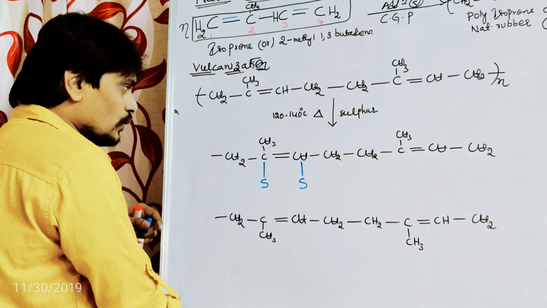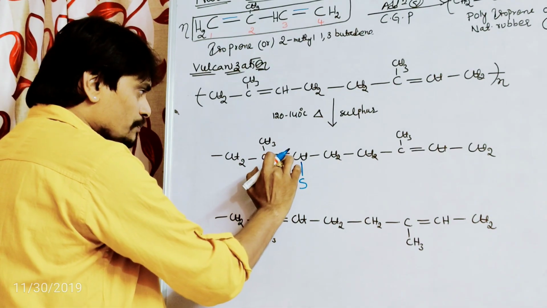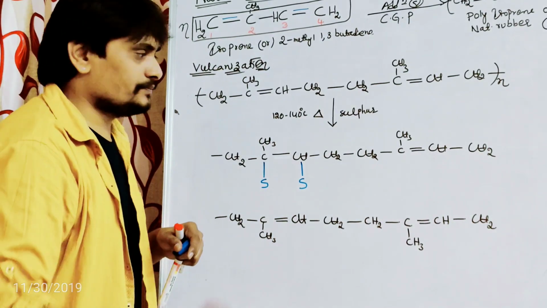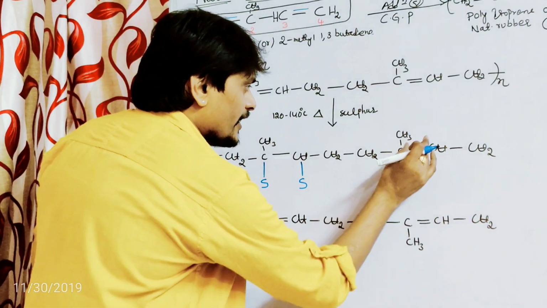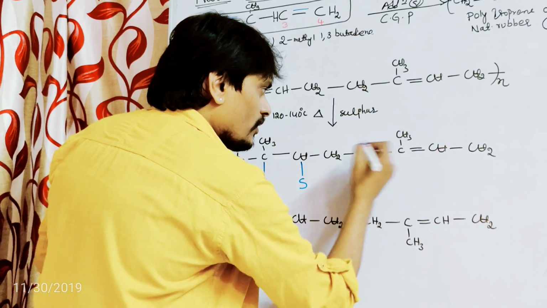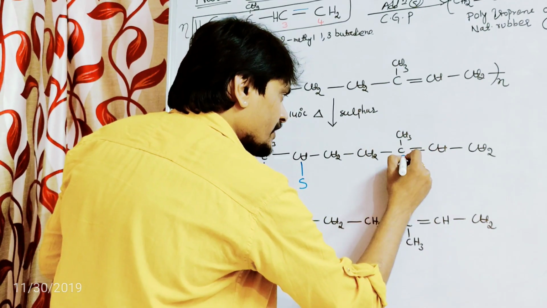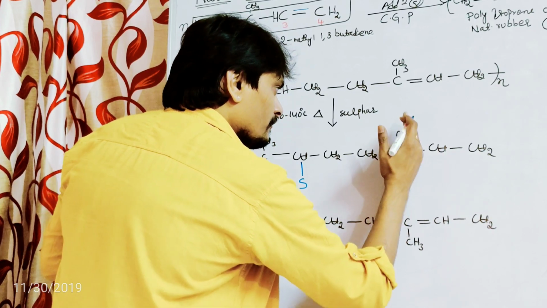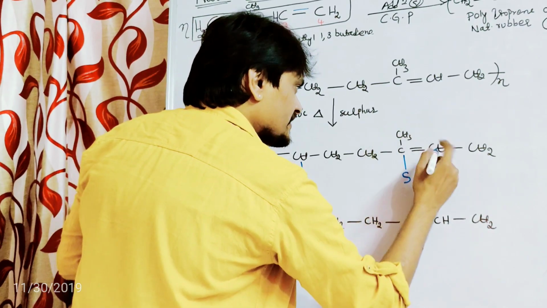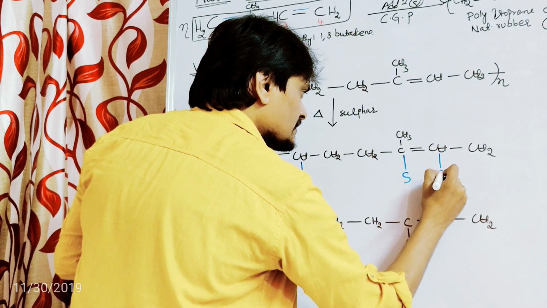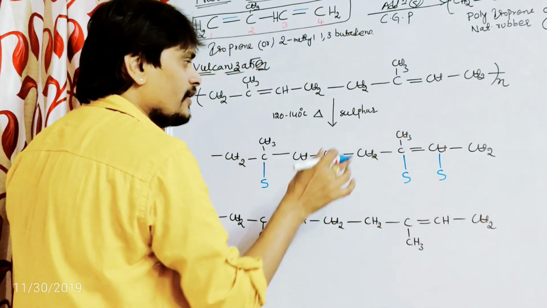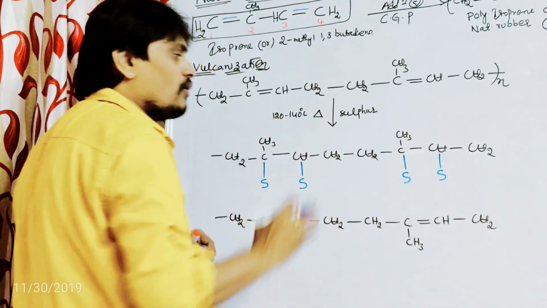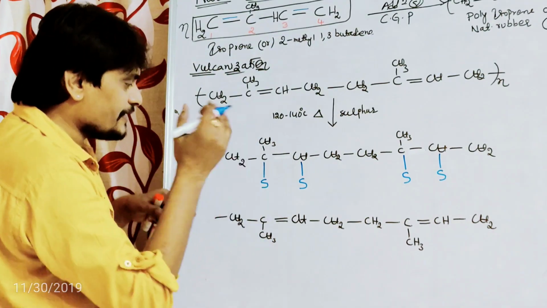Now what we need to do? The double bond should be converted to a single bond. That's it. Next, across the double bond. On the left side, with respect to the double bond, we need to add the sulfur. With respect to the double bond, on the right side, we need to add the sulfur. Now what we need to do, students? The double bond should be converted to a single bond. The same thing here also.